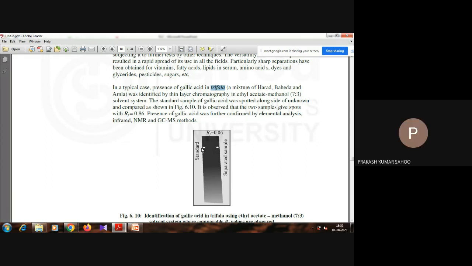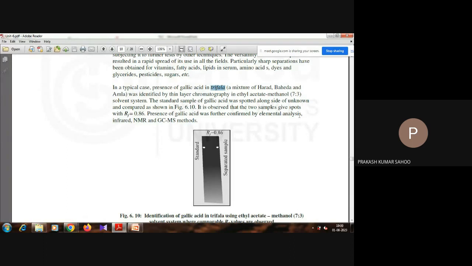at 0.86 retention factor. This is the standard acid, and our sample also has, at the same distance, a spot that indicates the presence of gallic acid in Trifala, that is at 0.86. Also, the presence of gallic acid is confirmed by elemental analysis, IR, NMR, and LCMS.